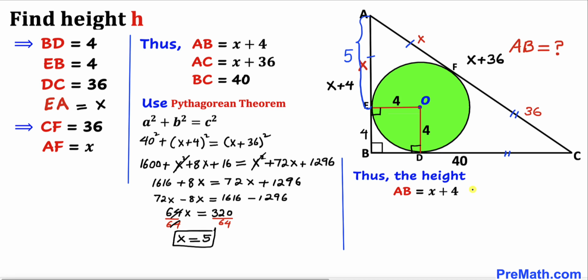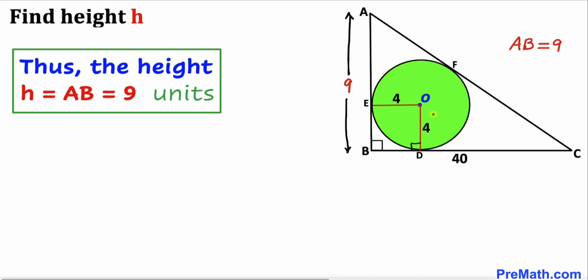So therefore the height of this triangle is going to be AB equals x plus 4, and we know our x value is 5, plus 4. So AB turns out to be 9 units. So thus the height of this triangle turns out to be 9 units, and that's our final answer.